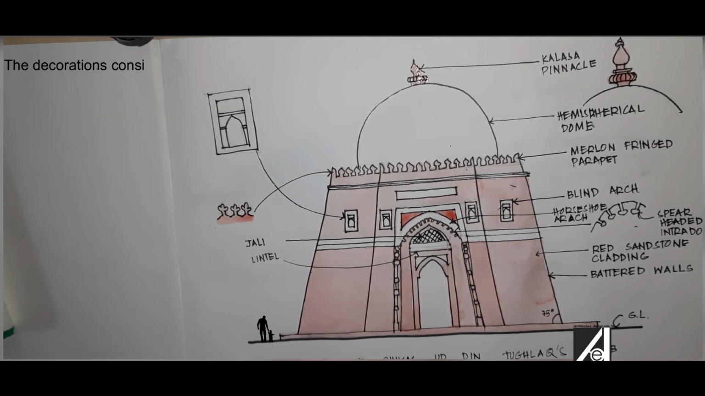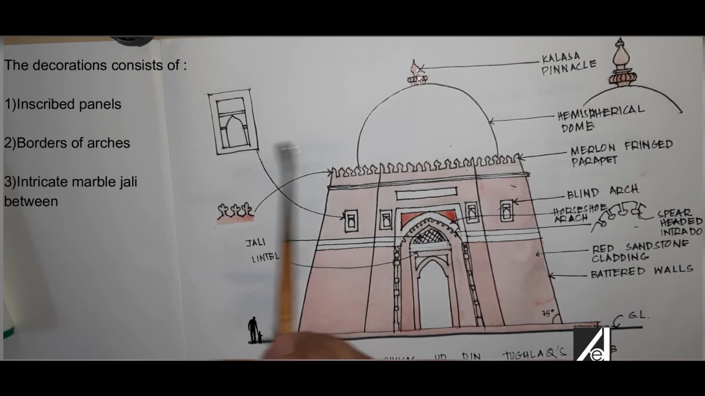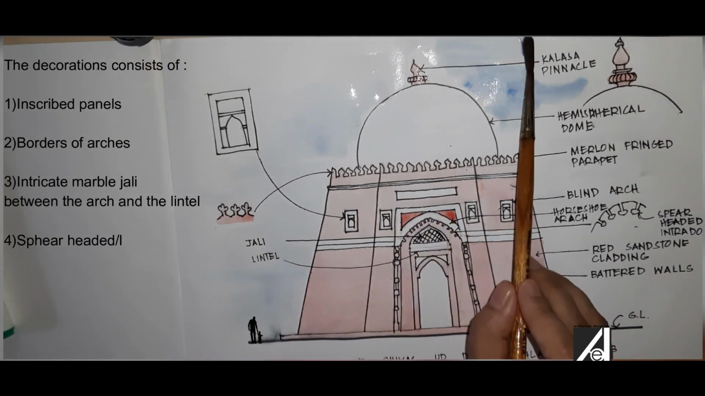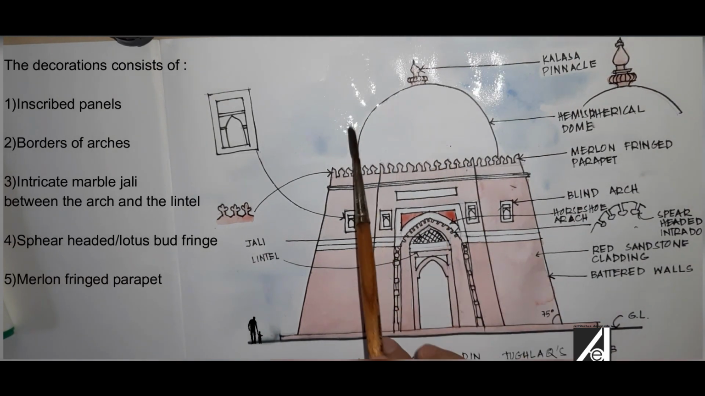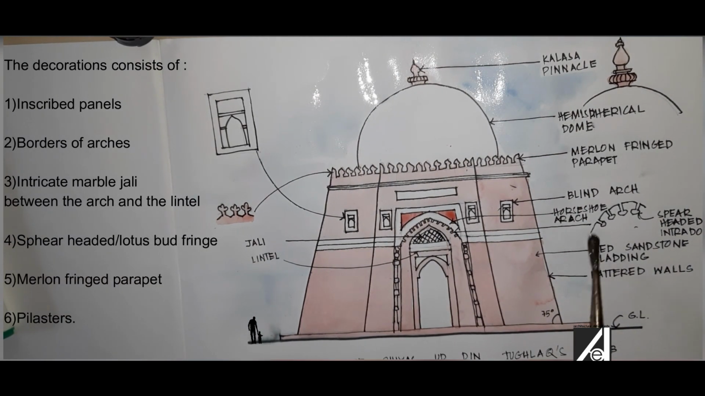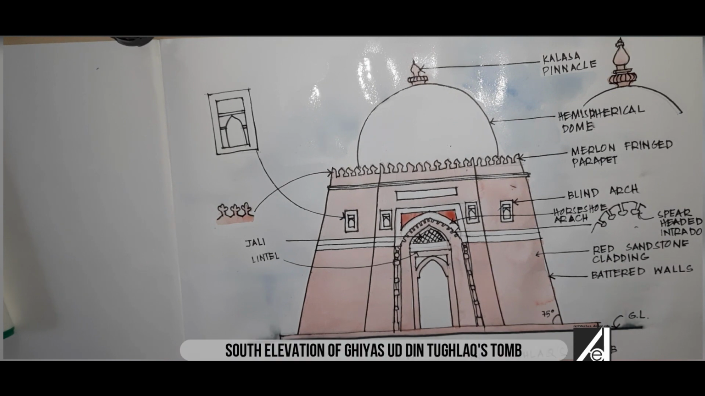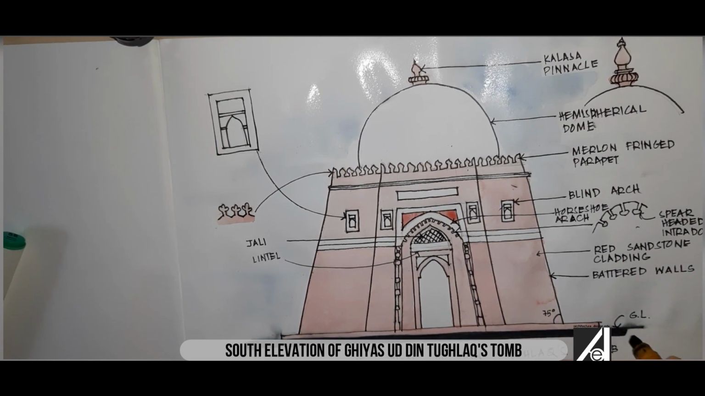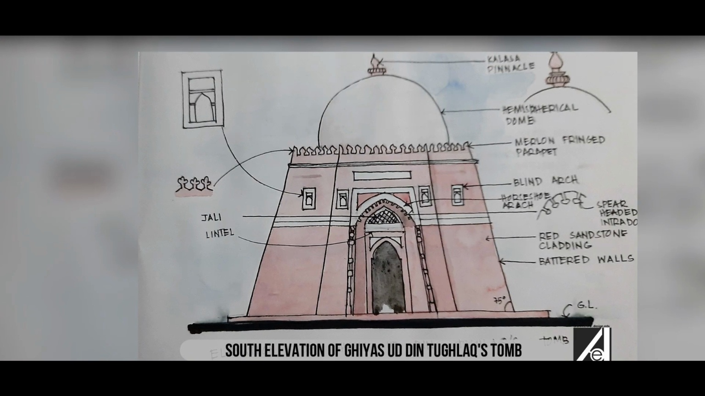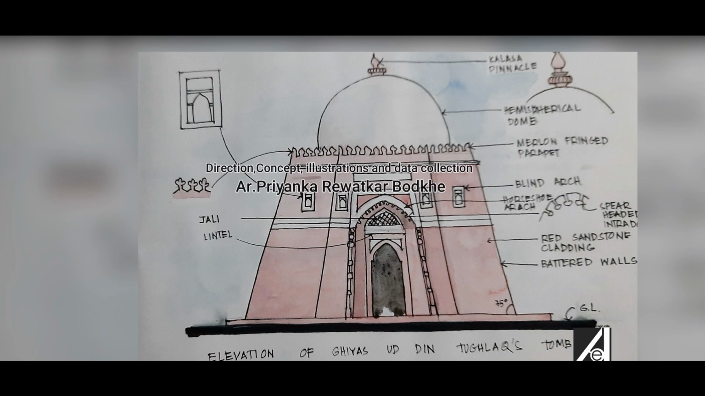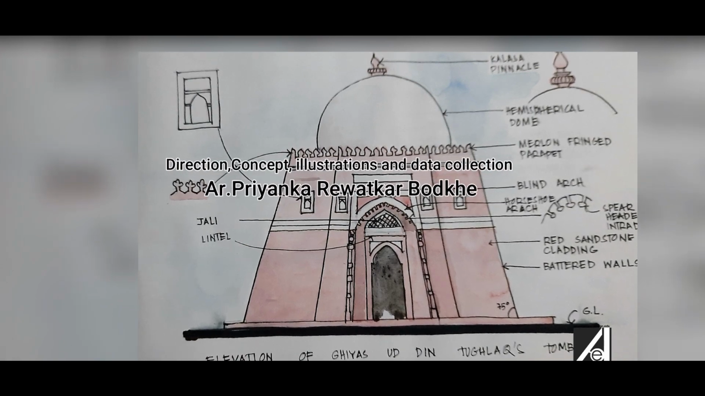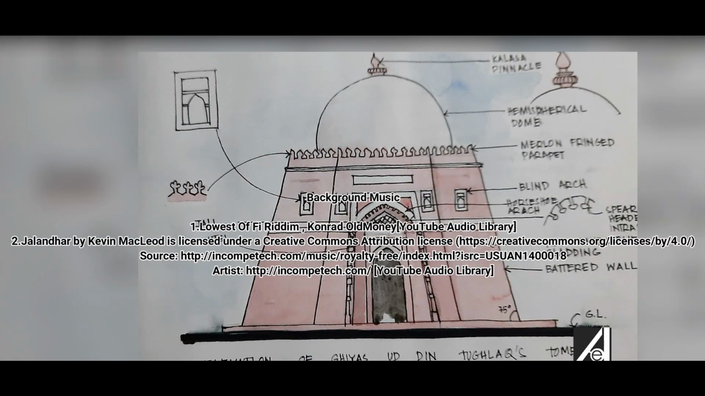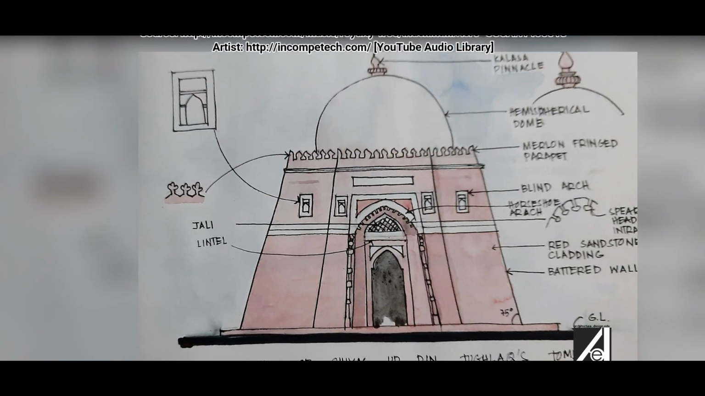The decoration consists of inscribed panels, borders of arches, jalis in between the arch and the lintel, and spear-headed fringe in the intrados, also called the lotus bud fringe, and these all added to the decorations of the tomb. By all these features, the Ghiyasuddin Tughlaq's tomb becomes a very prominent example of the Indo-Islamic style, Delhi Sultanate style and the Tughlaq architectural style.